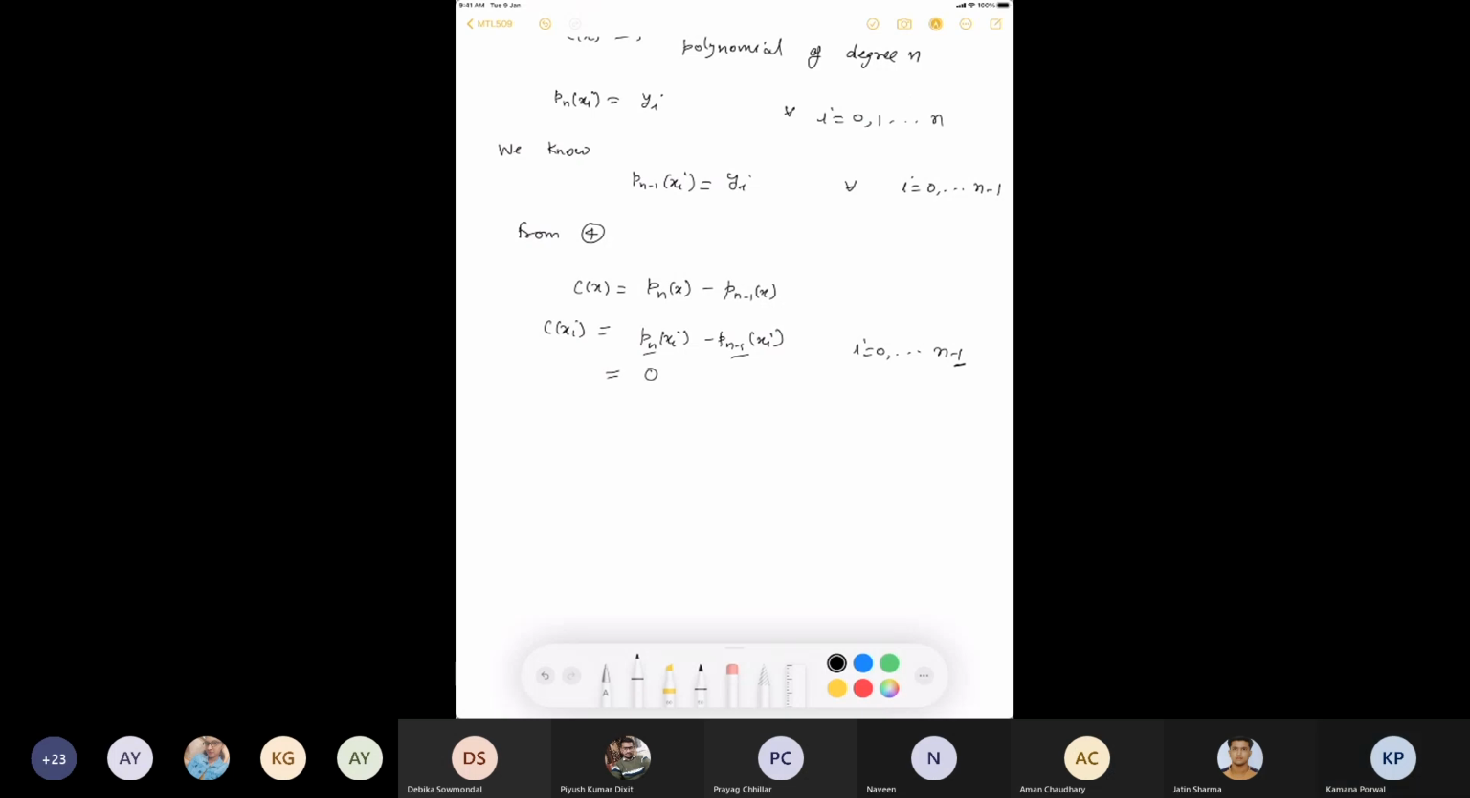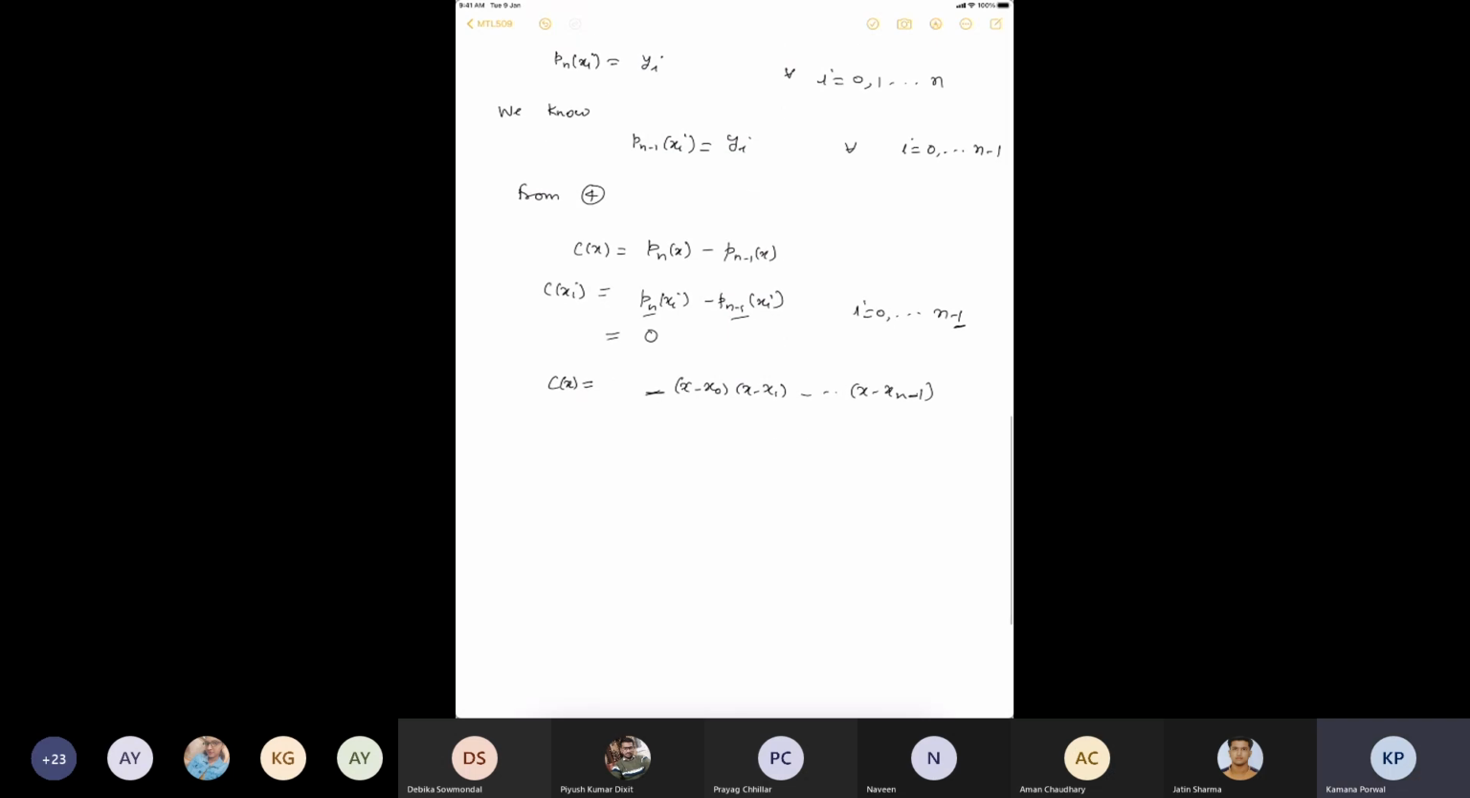So at least I can get some idea about the polynomial Cx now. Cx is vanishing at x0, x1 up to xn minus 1. This means that these are going to be the roots of the polynomial Cx, right? So I'm going to have the factors x minus x0, x minus x1, up to x minus xn minus 1 in Cx.